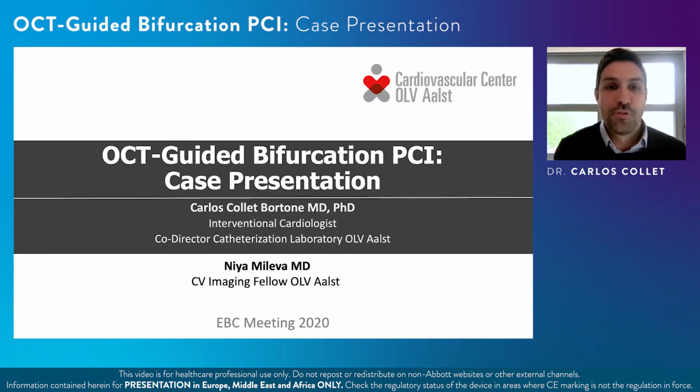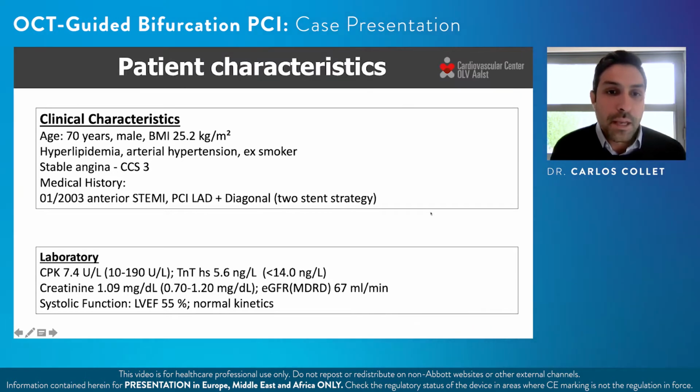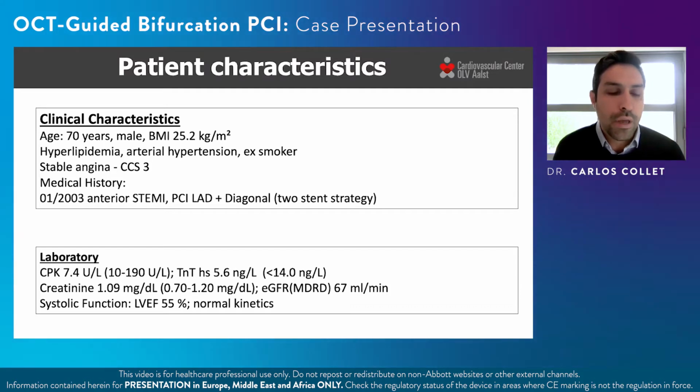Thank you, Professor Banning, for this introduction. And indeed, we have prepared an OCT-guided bifurcation stent that we consider to be very complex, not only in terms of technique, but also on the pathology that lies behind the case that we're going to show in the next slide. So this was a 70-year-old male with a BMI of 25, typical risk factors, hyperlipidemia, hypertension, ex-smoker. He presented with stable angina class 3, and relevant past medical history was an anterior MI in 2003 that was treated with a PCI, with the LAD and the diagonal branch, and this was a two-stent strategy back then. Concerning the paraclinical information, normal renal function and normal ventricular function.